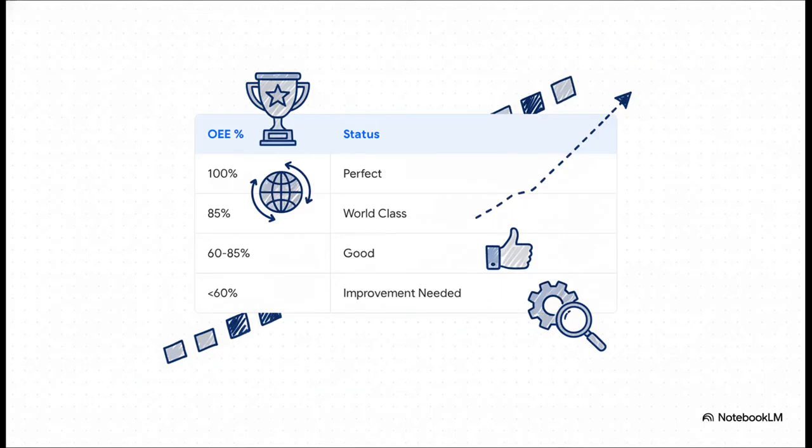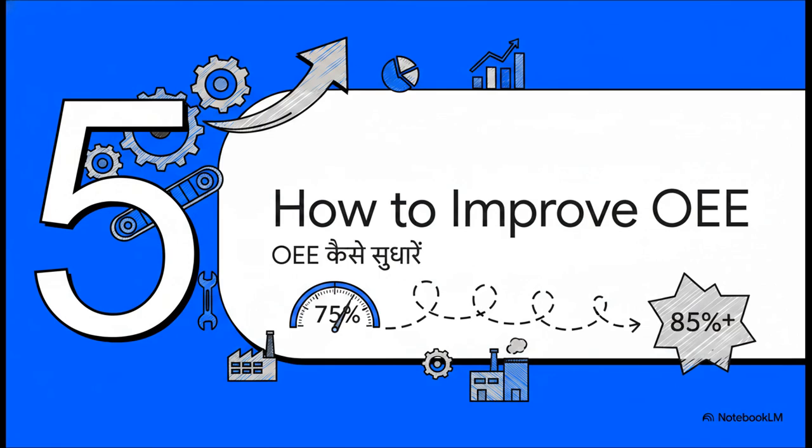Okay, so how do we stack up? This simple table gives us the industry benchmarks. Now, while 100% is the perfect ideal, 85% is what's considered world-class. Our score of 75% lands us firmly in the good category. Look, this isn't a bad grade. It's a starting point. It tells us we're solid, but there is a clear path to becoming great. And that's the real power of OEE. It doesn't just give you a grade, it gives you a roadmap.